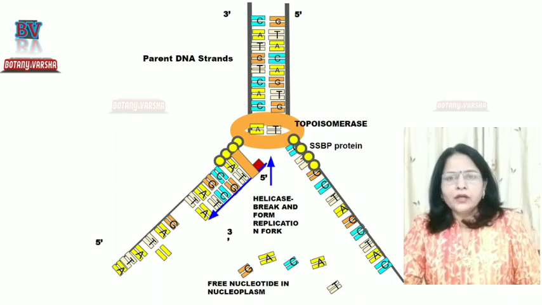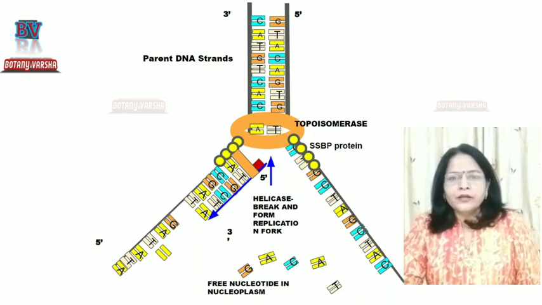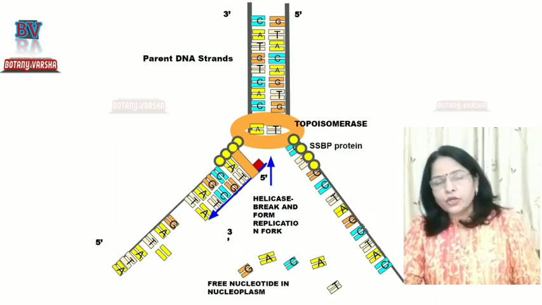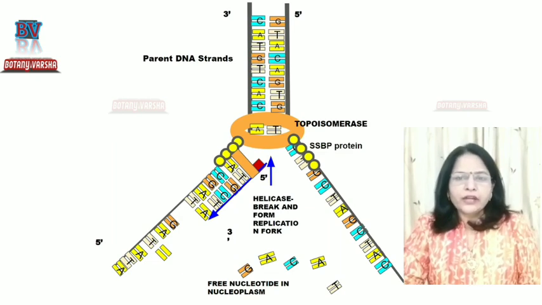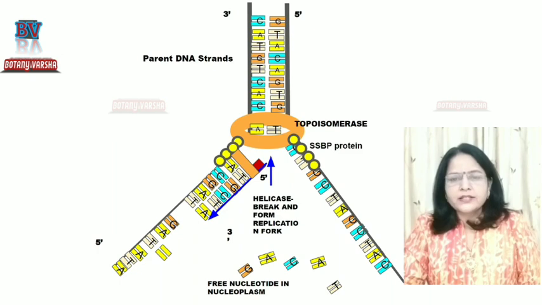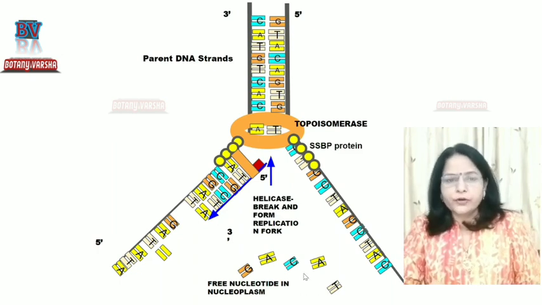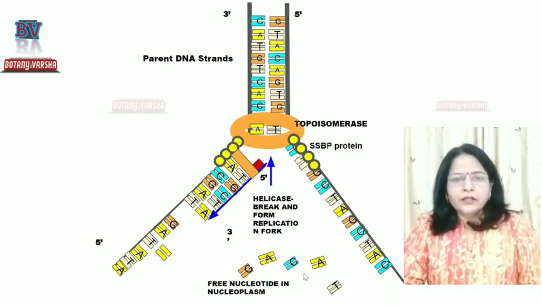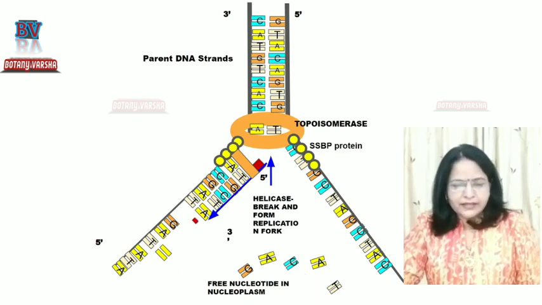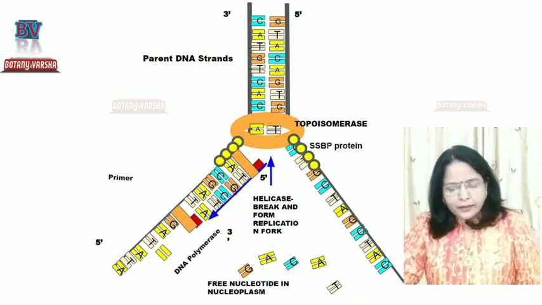And during the process, DNA polymerase III is required in prokaryotes, and DNA polymerase delta is required in the case of eukaryotes. And then in the nucleoplasm, so many free nucleotides are found which get attached during the process. And now again primer is attached, then DNA polymerase is attached, and base pairing starts.